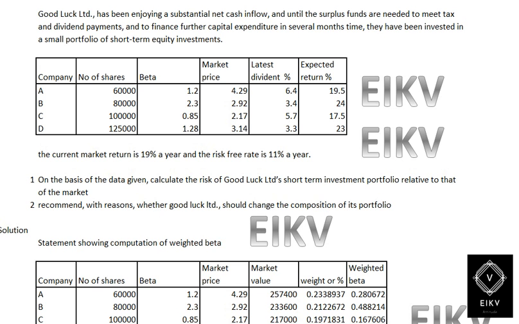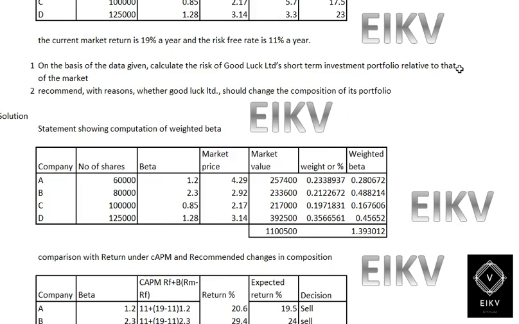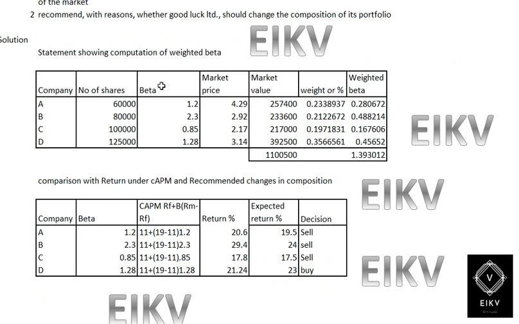So going ahead with the solution, first of all we need to find the return. For the computation of return we need beta. So beta for each individual company has been given. So we need to convert the beta into weighted average beta to get the beta of the entire portfolio. Therefore, the statement showing computation of weighted beta would have the company in the first column, A, B, C and D, the number of shares as given in the question, then we have beta, then the market price has been given.